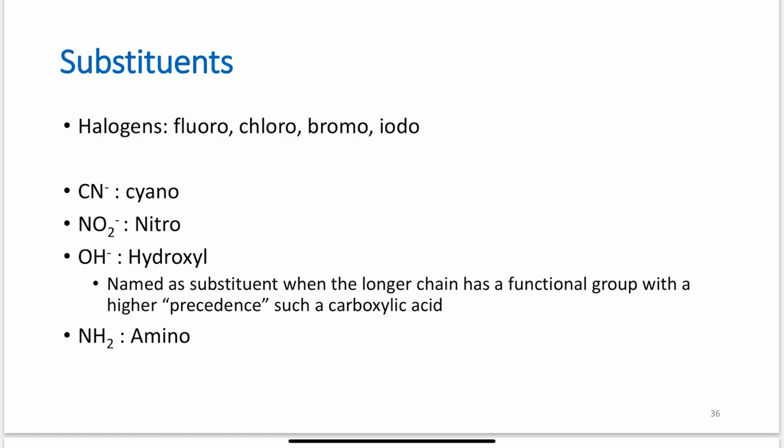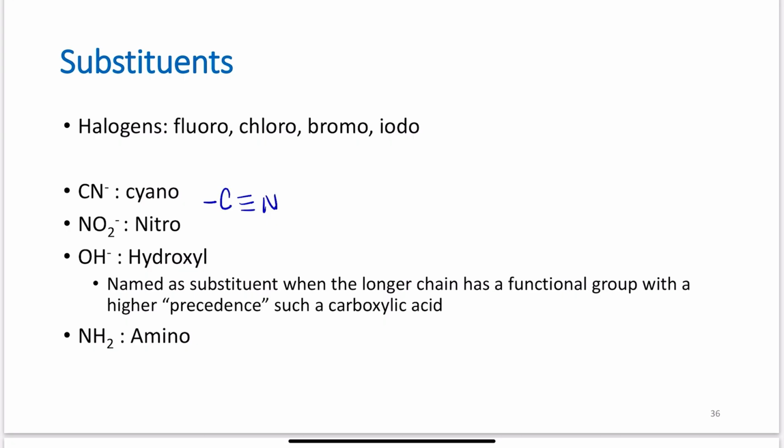Some other substituents you may see besides the methyl, ethyl, propyl groups. You can have halogens. We call these fluoro, chloro, bromo, and iodo when they are the attachments. We can have a CN. Remember, this is a triple bonded compound. So if that is attached to something, we call it cyano.